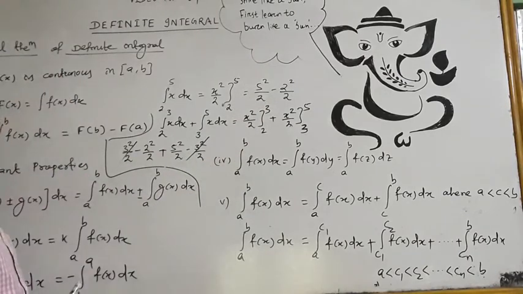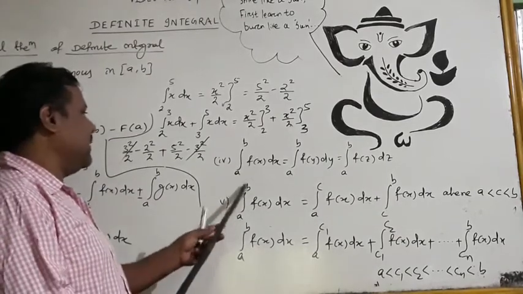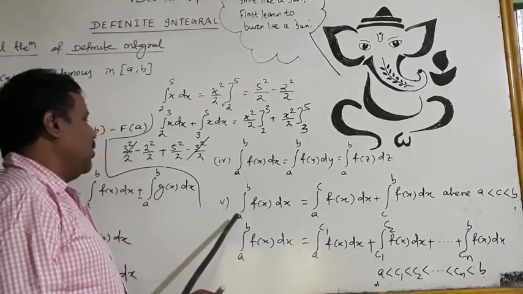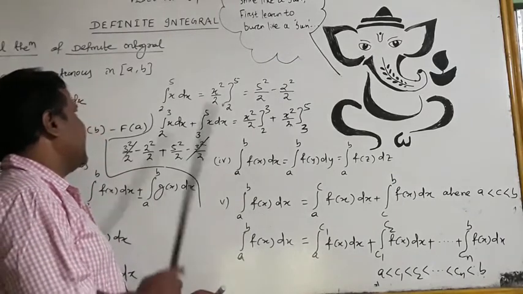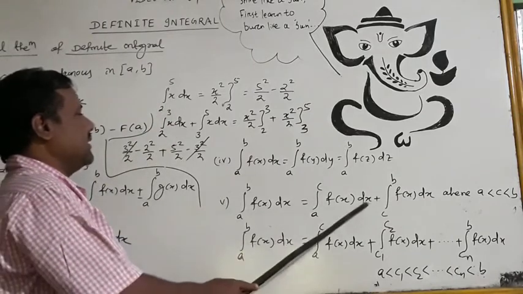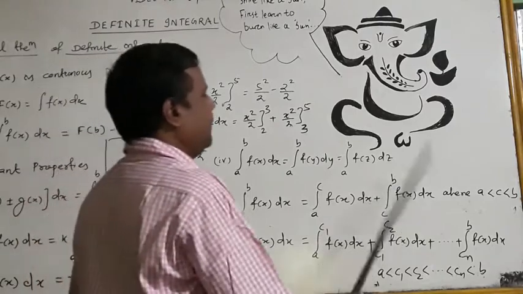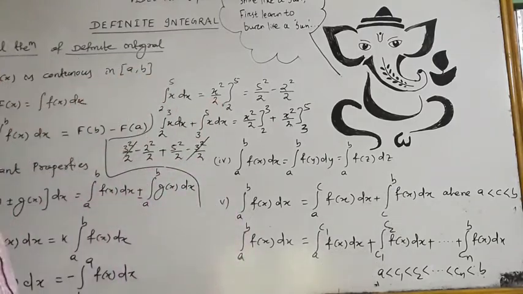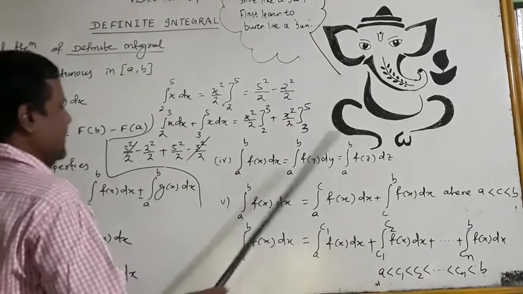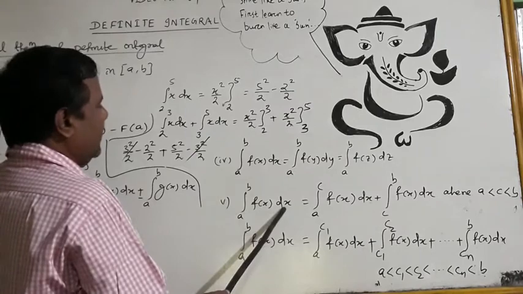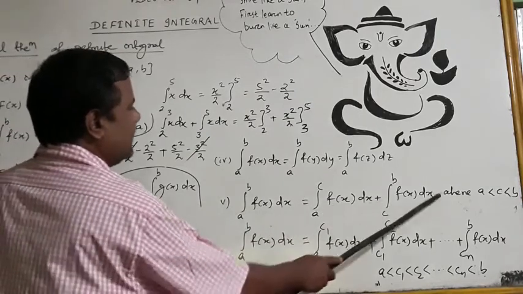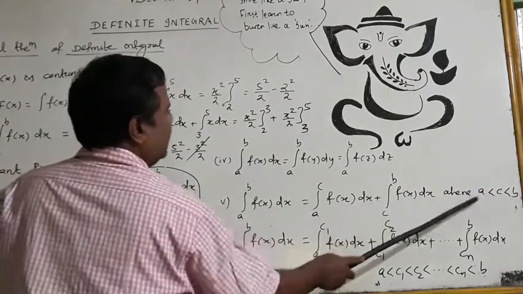What does this mean? It means if there is a point c in between a and b and you do the integration from a to b of f(x) dx, it is the same as integration from a to c of f(x) dx plus integration from c to b of f(y) dy. Okay? Sorry, it is f(x) dx. The integral of f(x) dx from a to b is the same as the integral from a to c plus the integral from c to b, where c is in between a and b.